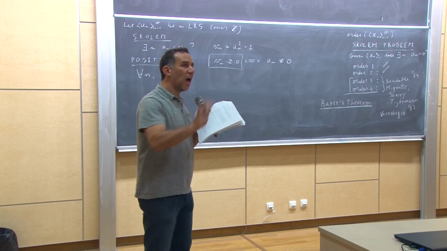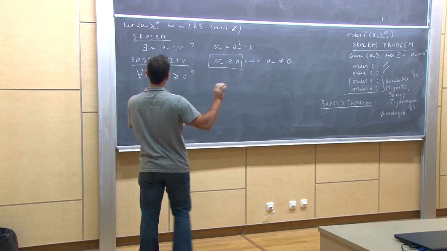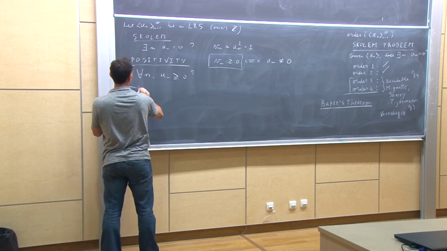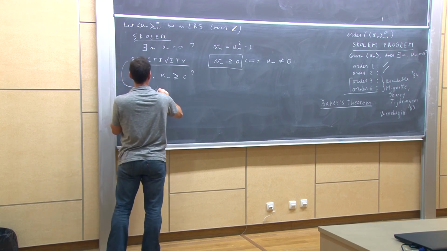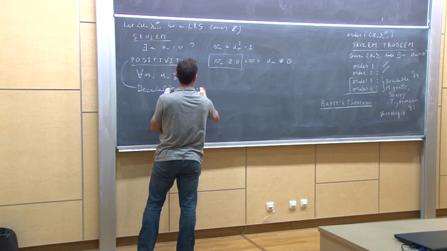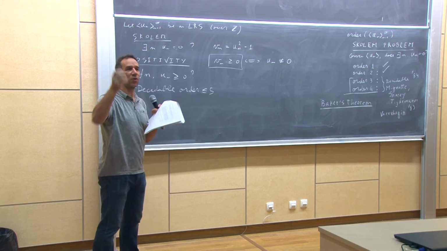Okay? However, I'm now going to tell you something. This we can show is decidable up to order 5. So that's decidable for order at most 5, less than or equal to 5. So you think, oh, what's going on? I just told you that order 4.